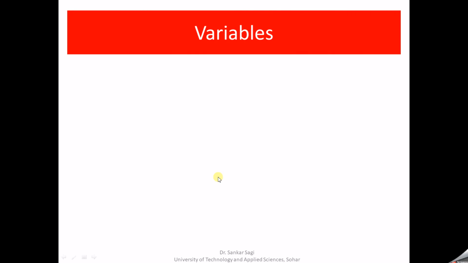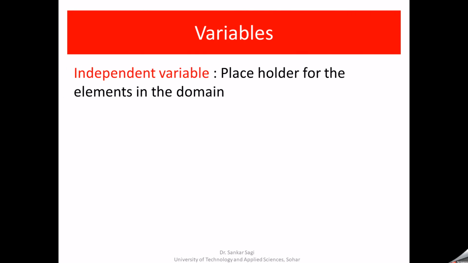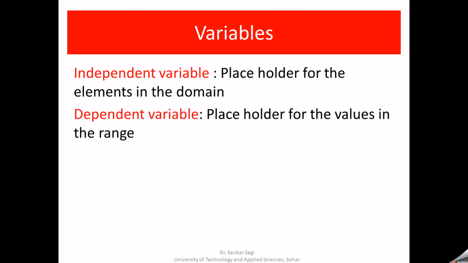Now let us look at the definition of variables. The independent variable: the placeholder for the elements in the domain is called the independent variable. There are many values in the domain, but all the values are represented by one variable. We call it the independent variable. And the dependent variable: the placeholder for the values of the range is known as the dependent variable.